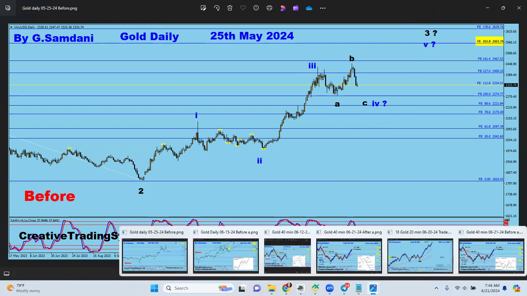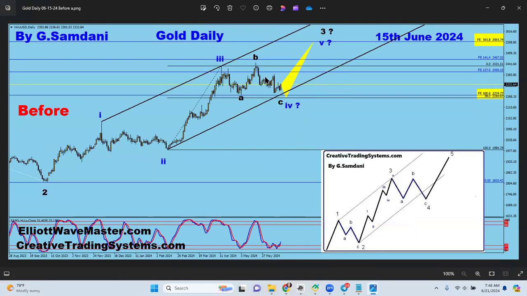So far, what happened to this chart? Then I made another chart when it was doing this. It went up, came down, went up, and I made this chart on the 15th of June, 5 days ago. Somewhere here it's going to drop to finish this wave 4. But what happened? It went up a little bit more, and this is where it is now.